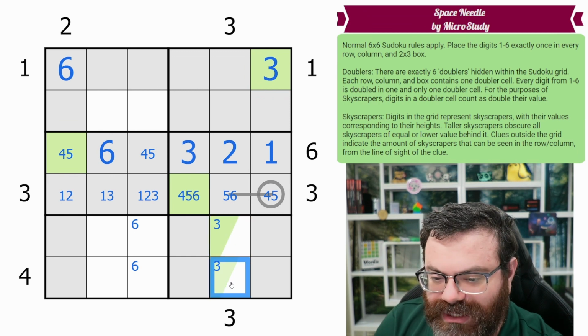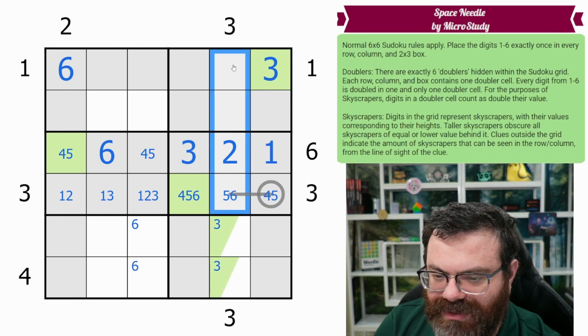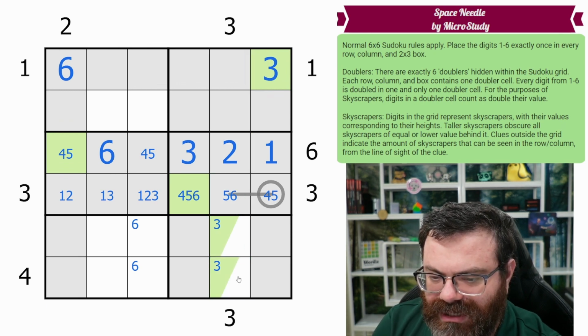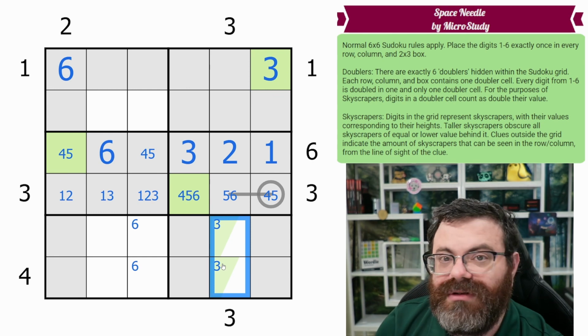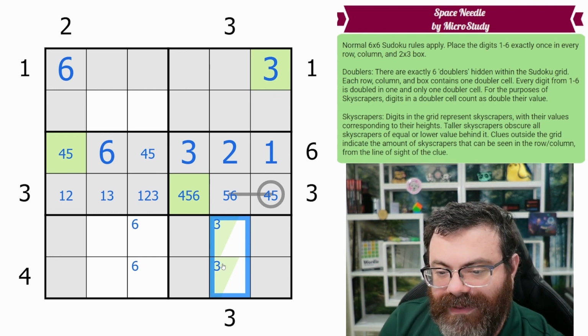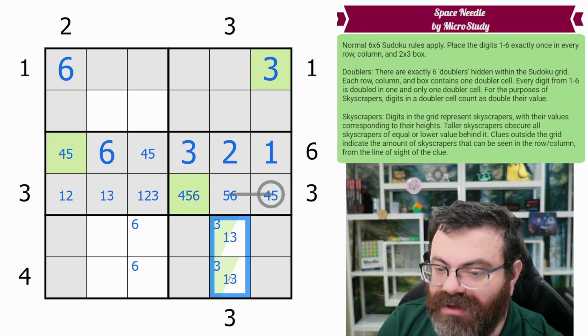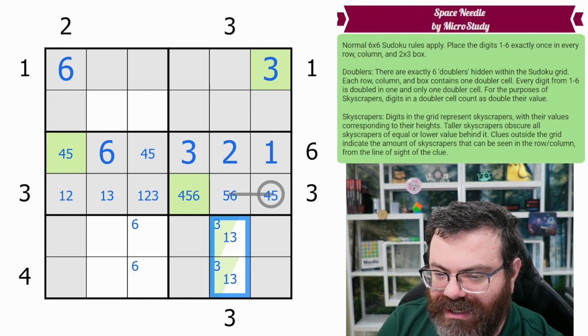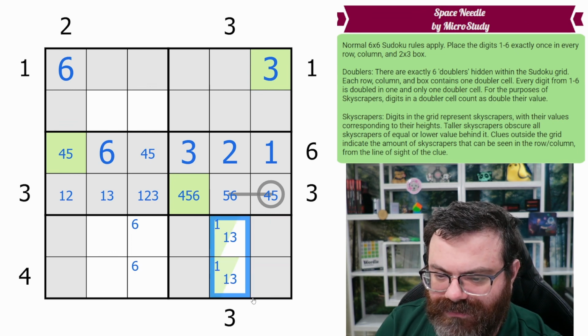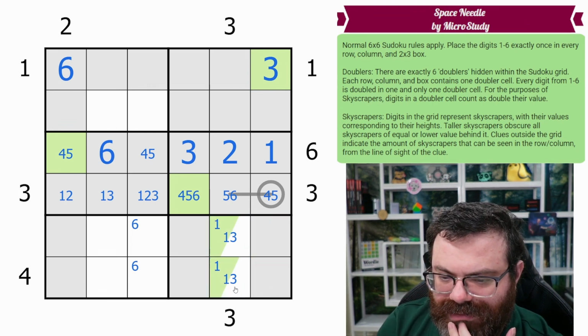Because if we double a 3 in either place, that's going to block the whole rest of the column. And we need to be able to see something up here in order to get to 3. So we're definitely not doubling a 4, 5, 6 either. So we have a 3 that's not doubled, along with a doubled 1 or 2. Oh, but not the 2. So this is just a 1, 3 pair, and the 1 is doubled. So instead of corner marking the 3, I'm going to corner mark the 1 to represent that we have a doubled 1 there.